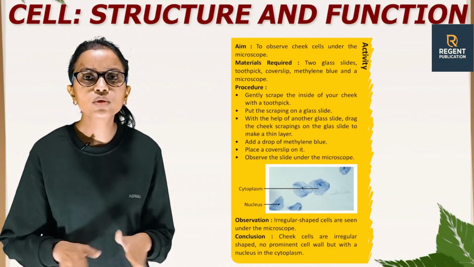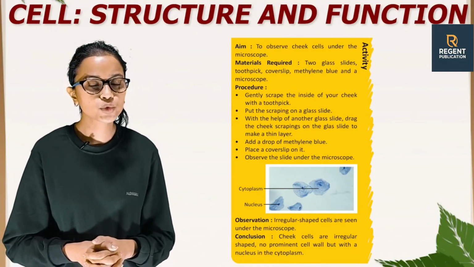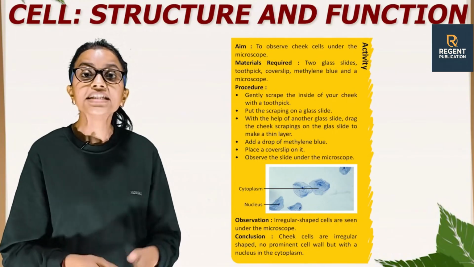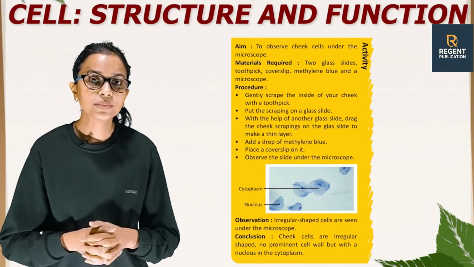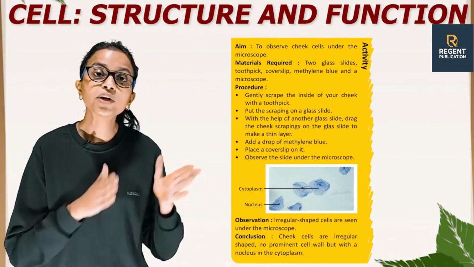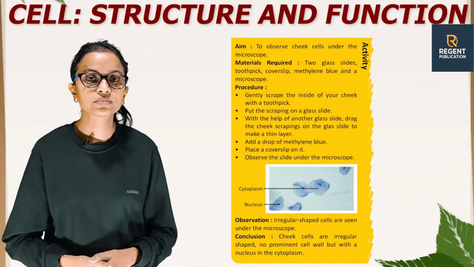Observation: irregular shaped cells are seen under the microscope, and the conclusion will be cheek cells are irregular shaped, no prominent cell wall but with a nucleus in the cytoplasm.